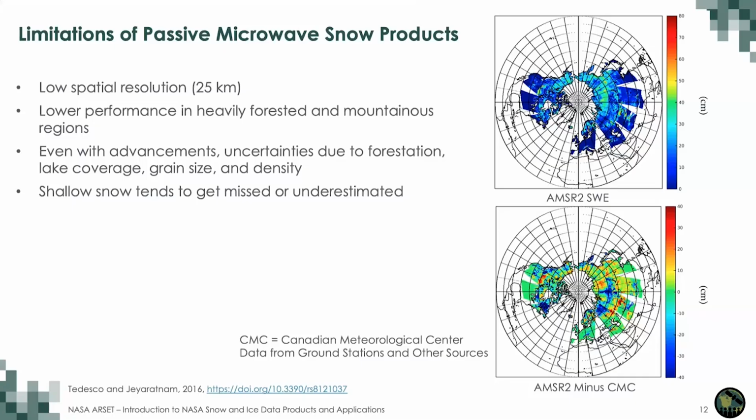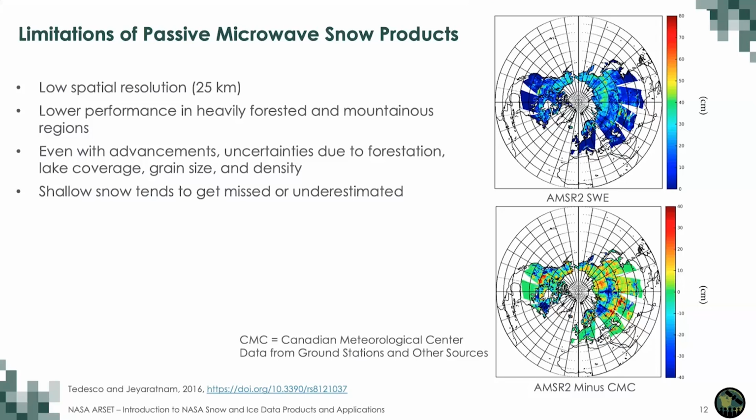There have been some advancements, particularly in terms of accounting for the forested areas. You can bring in ancillary data that tells you what type of forest and how forested it is, and do corrections to that. But still, there are uncertainties. Lake coverage also affects this, and that can be important in places like Canada where there's a lot of lake coverage. And then grain size and density are also uncertainties that we make assumptions about a lot of times, but we don't know how good those assumptions necessarily are.